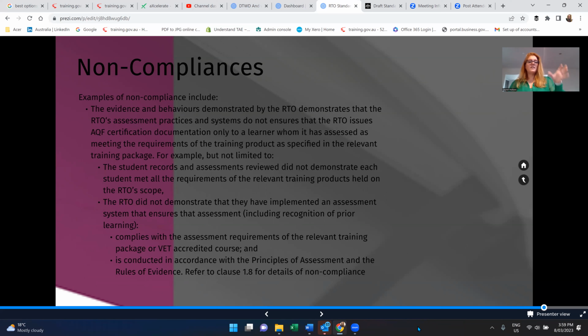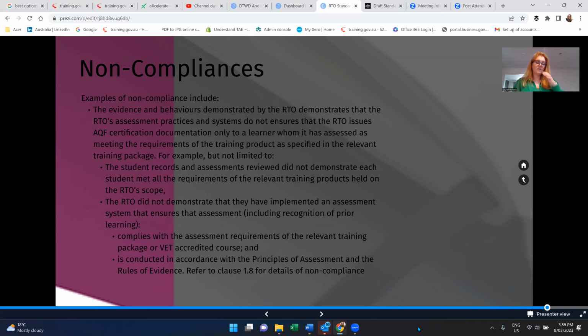Okay. And when it doesn't, this is what they say. They say evidence of behaviors demonstrated by the RTO demonstrates the assessment practices and systems do not ensure that the RTO issues documentation to a learner whom it has assessed as meeting the requirements. Okay. It's not good. It's not something that we want to see.